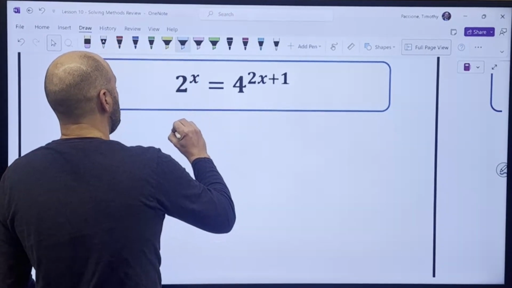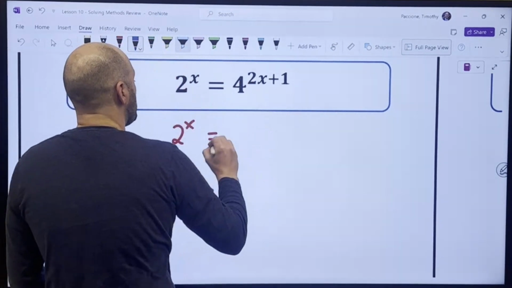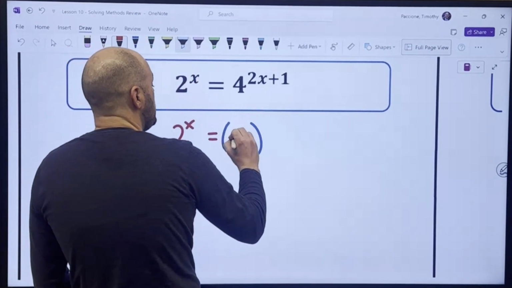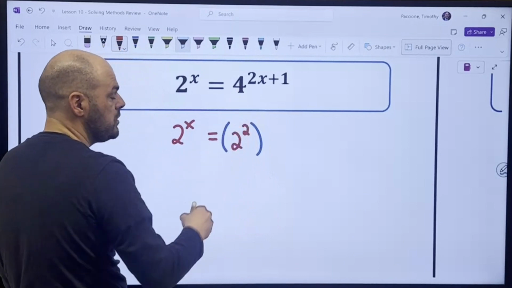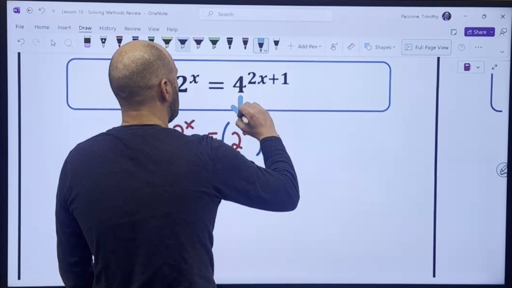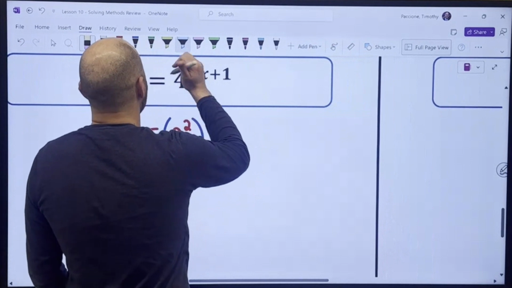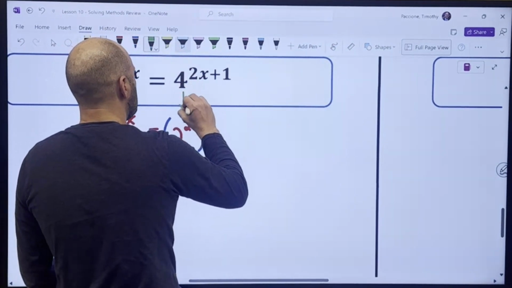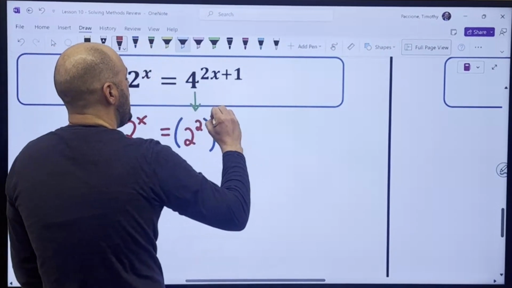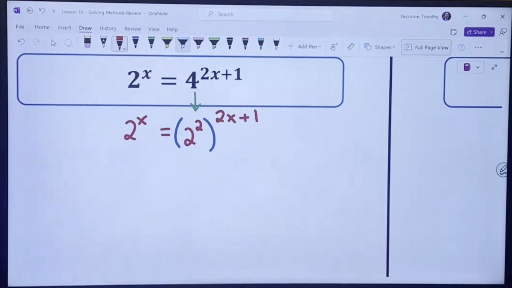So this will just come down, 2 to the x, and then this, instead of 4, I'll put some parentheses, and I'll rewrite it with a base of 2. So that's 2 squared instead of 4, right? That's what that becomes. So this becomes that. Let's go green. That becomes that, okay? Now, the rest of it doesn't change, so I'm going to bring that down, I have 2x plus 1, okay? So I've got common bases.